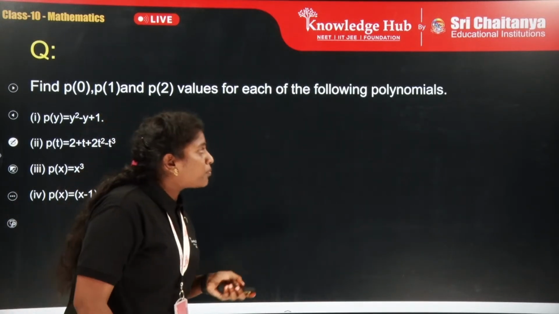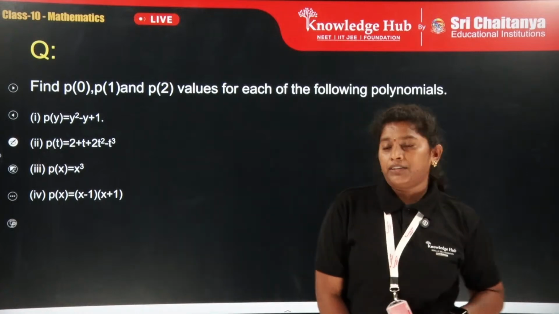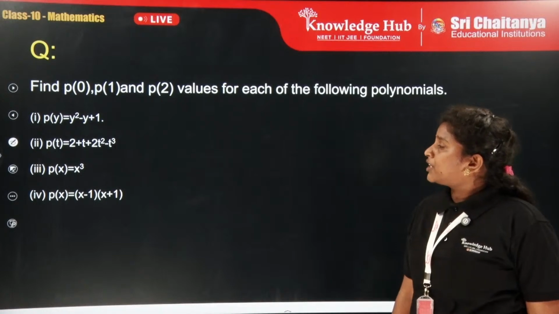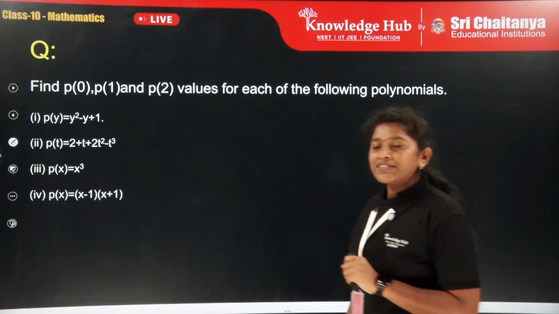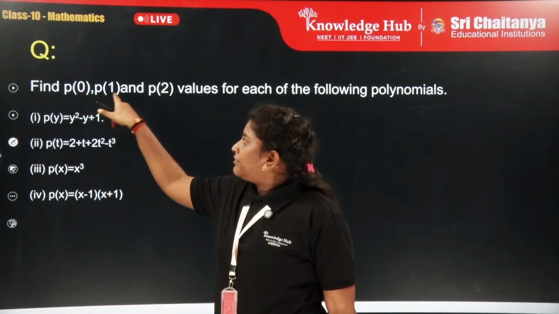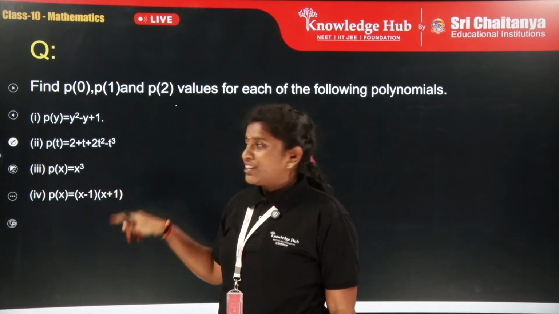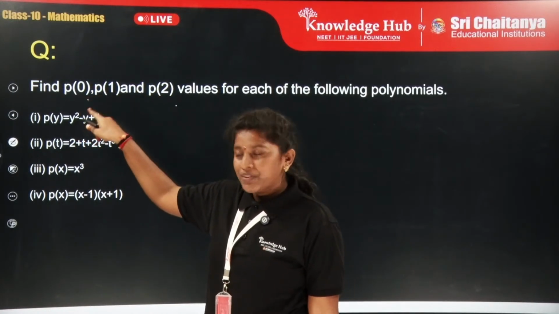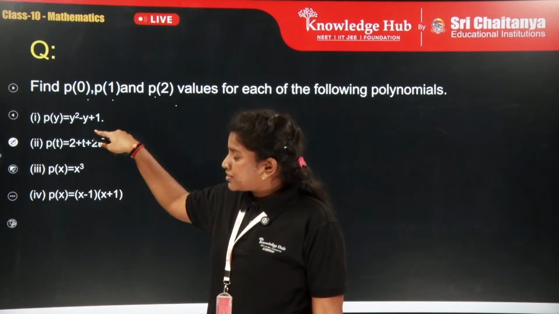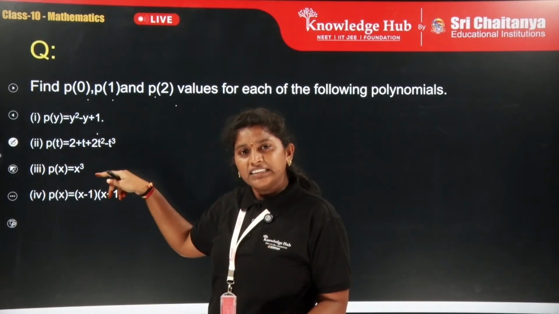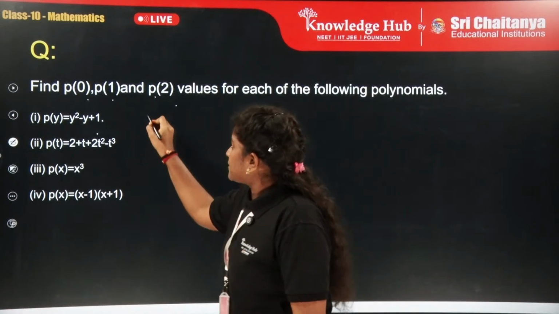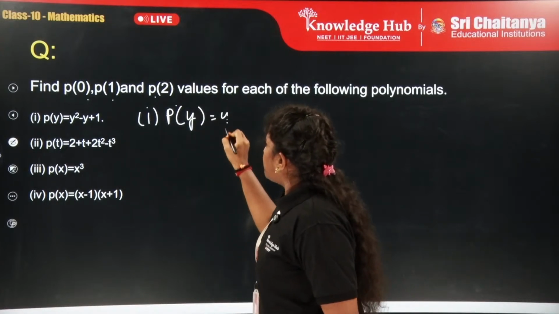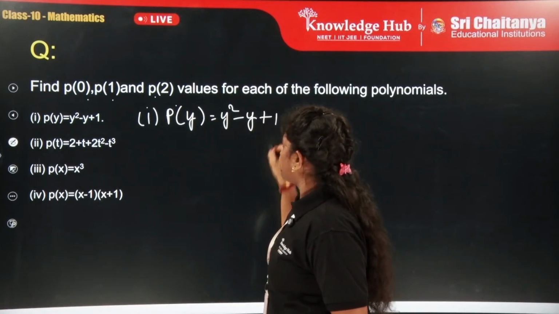Now let's solve a problem on finding the value of a polynomial. Find p of 0, p of 1 and p of 2 values for each of the following. Most of the students will think that here we have to find 3 values and we have 4 questions, so p of 0 for the first one. That is wrong. You have to find p of 0, p of 1 and p of 2 for the first question, and for the second, third and fourth individually. That means if you take the first one, p of y is given by y square minus y plus 1.